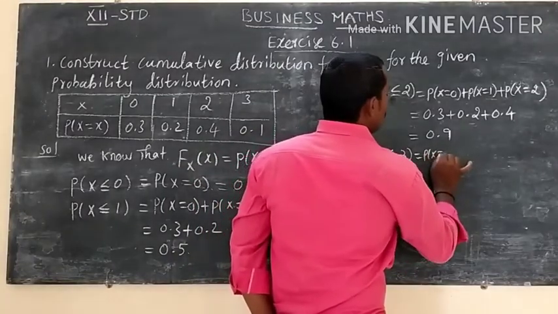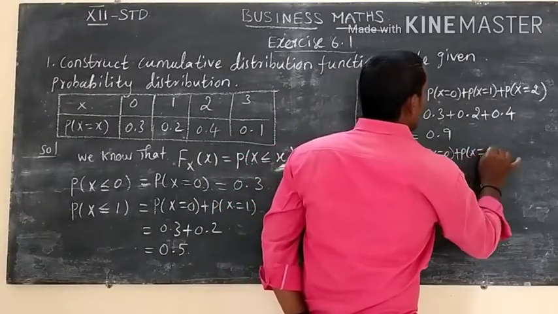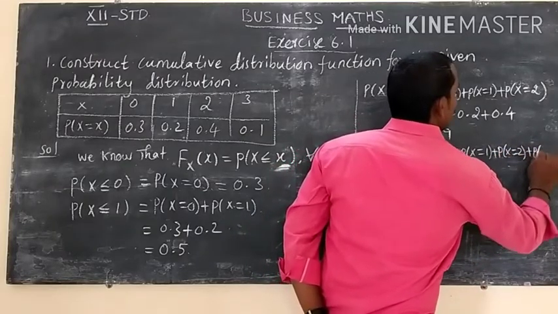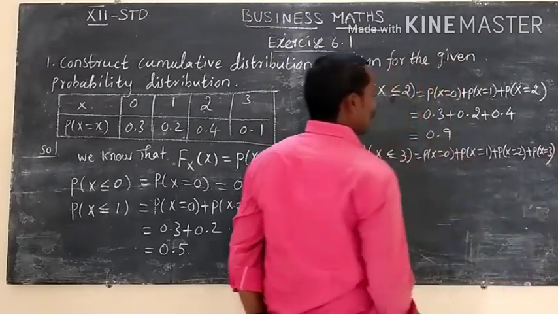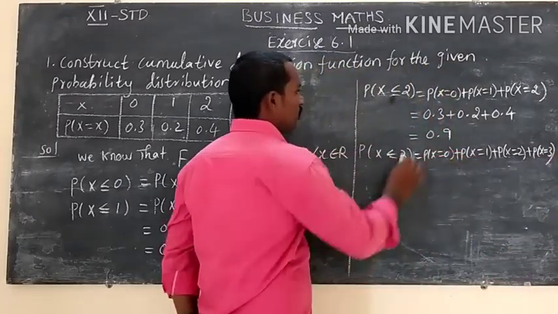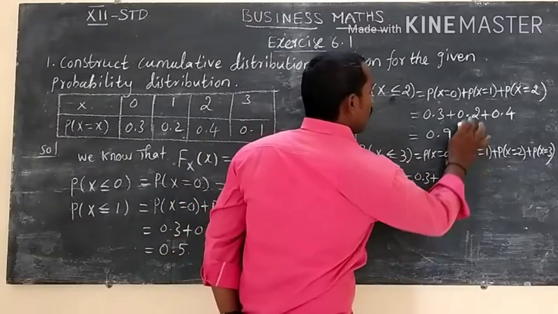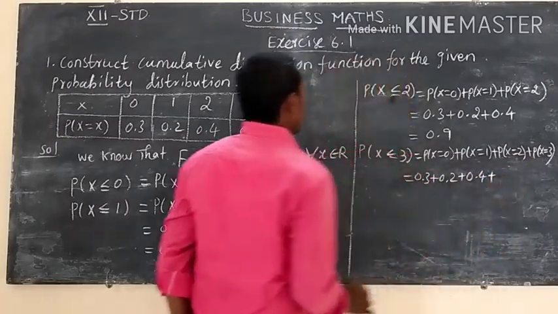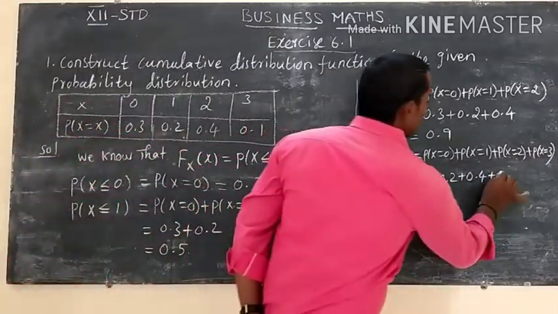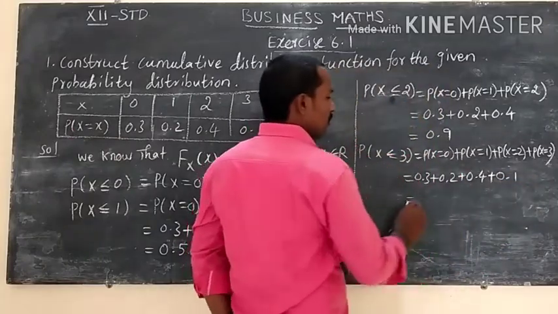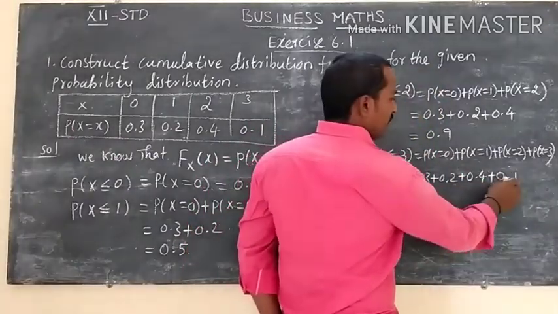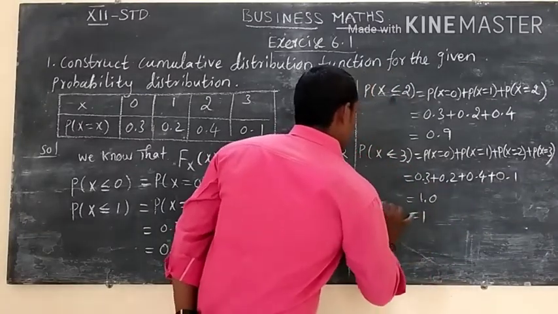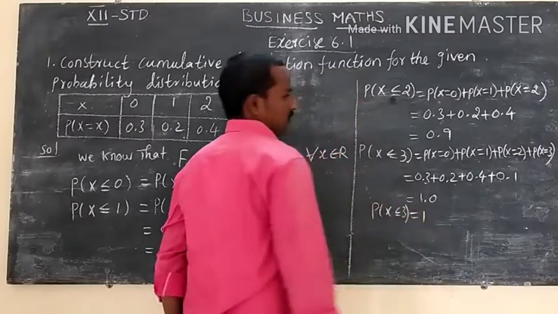Okay. P of x equal to 0 plus P of x equal to 1 plus P of x equal to 2 plus P of x equal to 3, which is equal to 0.3 plus 0.2 plus 0.4 plus 0.1, which is 3 plus 2 is 5, 5 plus 4 is 9, 9 plus 1 is 10, 0 carry 1, then 1.0, which is equal to 1. So P of x less than or equal to 3 is 1.